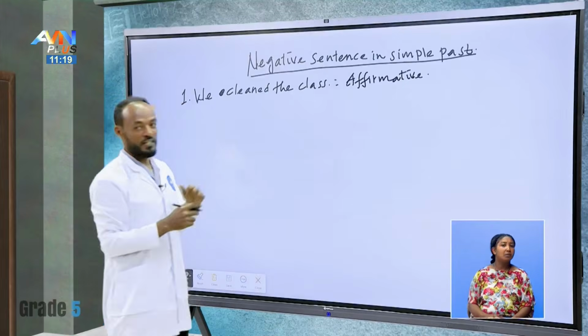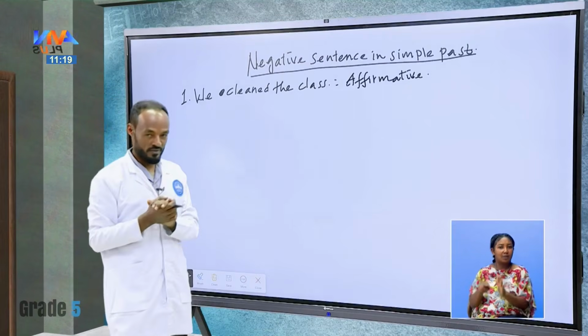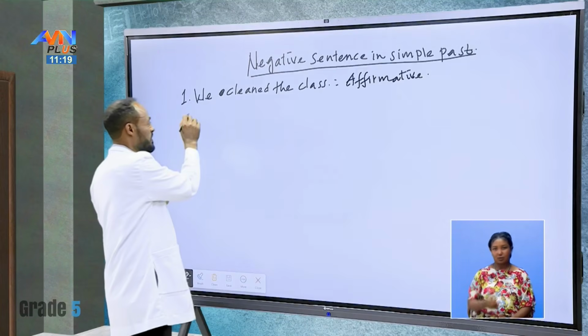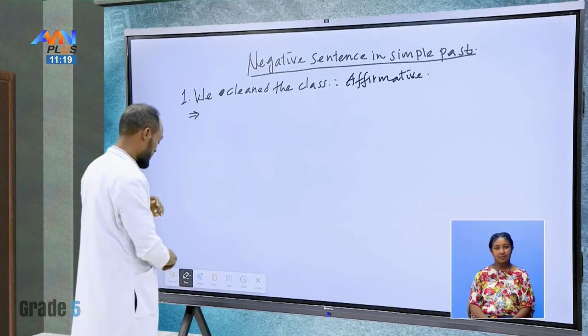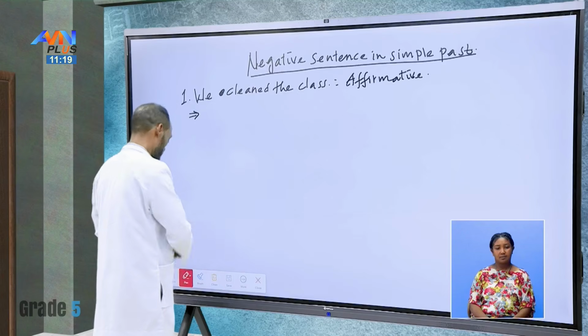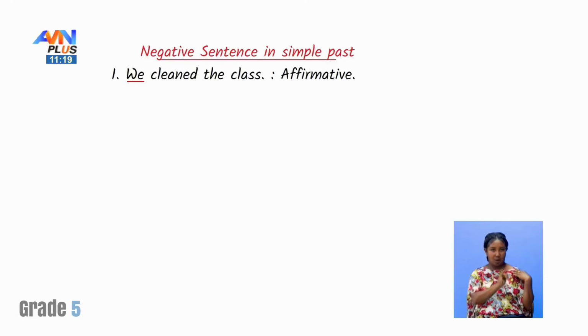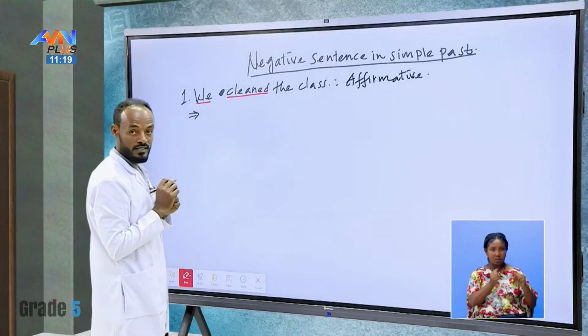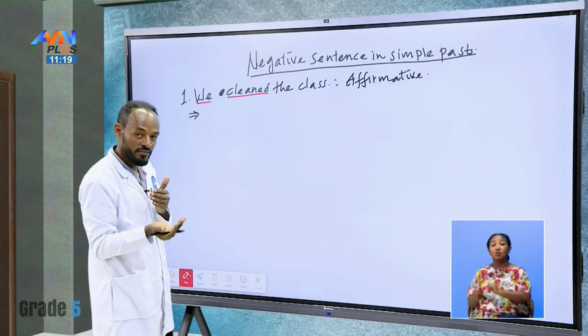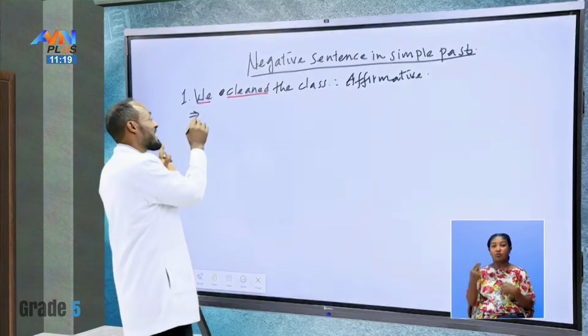What if this one is negative? How can we change this one into negative? Look, I will say something about this point here. The subject is here, this one. The verb is cleaned, isn't it? So to change this one into negative, we have to use this structure.